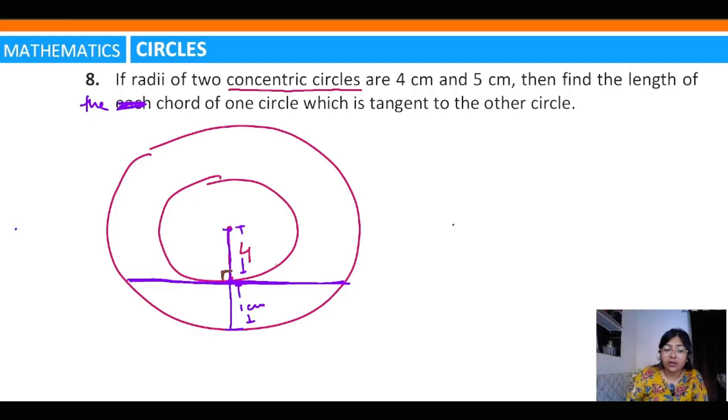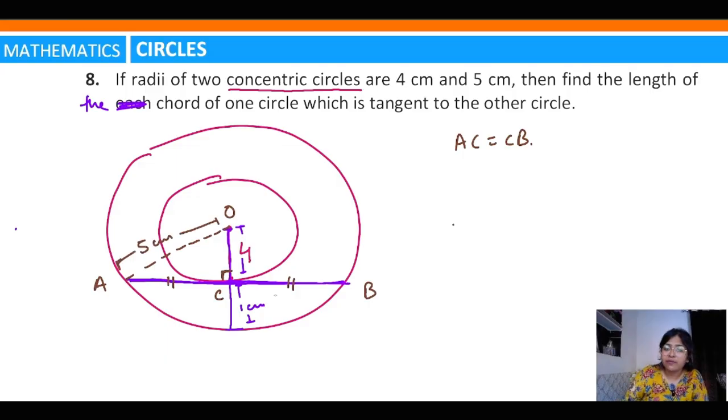Now focus on the bigger circle. For the bigger circle this blue line is the chord. If you draw a perpendicular to the chord, it will bisect the chord. Yes or no? Yes. Let me do the marking. It means AC is equal to CB. Can you tell me the length OA? Yes, it is the radius of the bigger circle. So OA is 5 centimeter.